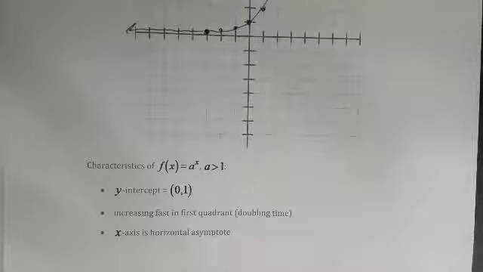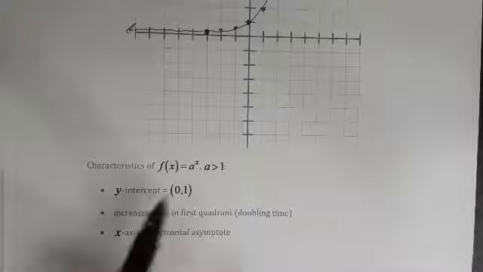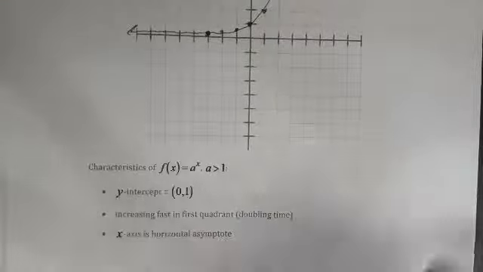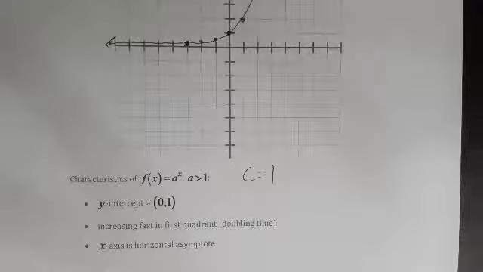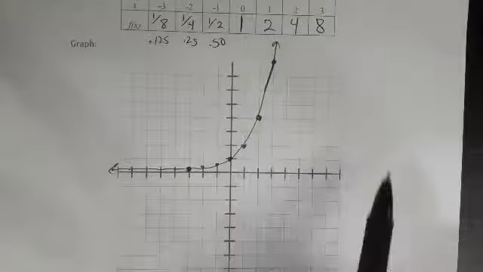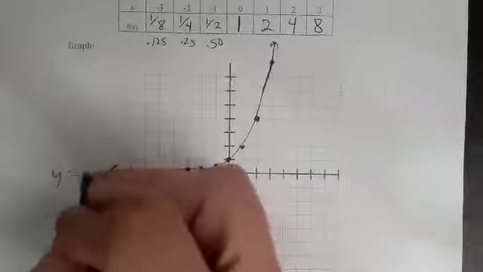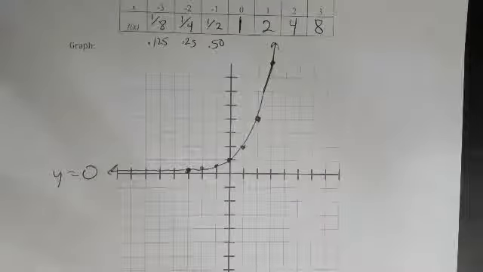Here we go with the y-intercept. If there is no c, or if our c is 1, right? If our c is 1, our y-intercept is going to be (0, 1). It's increasing fast in the first quadrant. And the x-axis is a horizontal asymptote. What we notice is, like I said, it's getting close to 0, but it never hits 0. So y equals 0, or the x-axis, is a horizontal asymptote.